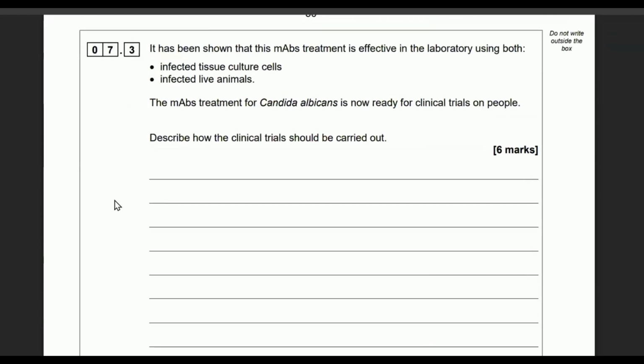It's been shown that MABS treatment is effective in the laboratory using both infected tissue culture cells and infected live animal cells. MABS treatment for Candida albicans is now ready for clinical trials on people. Describe how the clinical trial should be carried out.